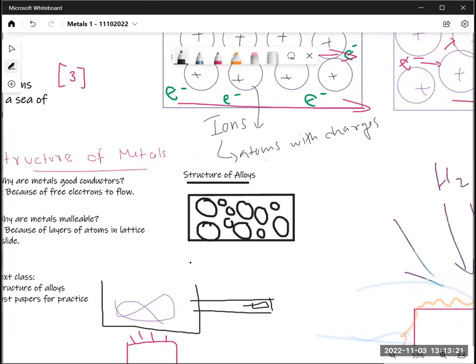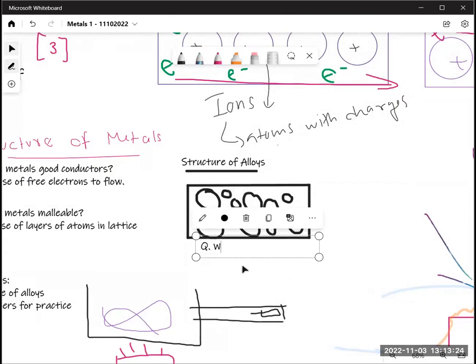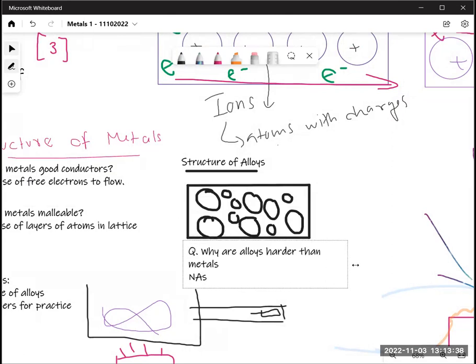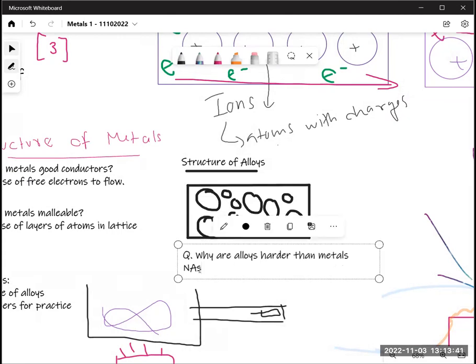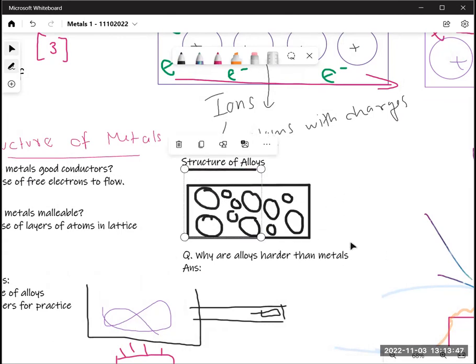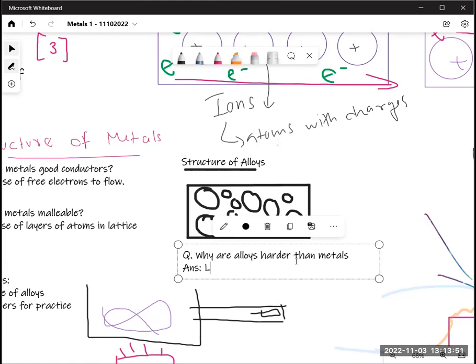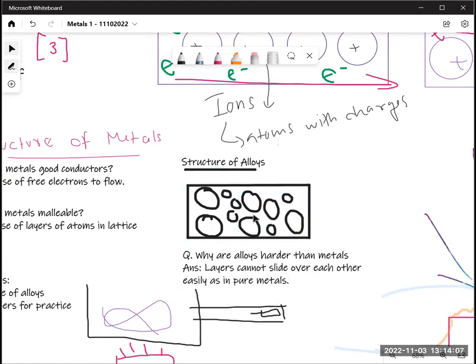Okay. And then the last thing you have to write is why are alloys harder than metals? The answer is layers cannot slide over each other easily, as in pure metals. That's it. Now, as soon as you're done, you can leave.